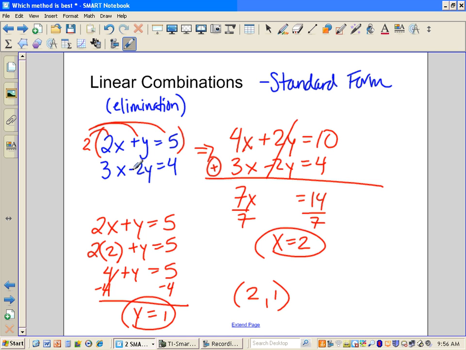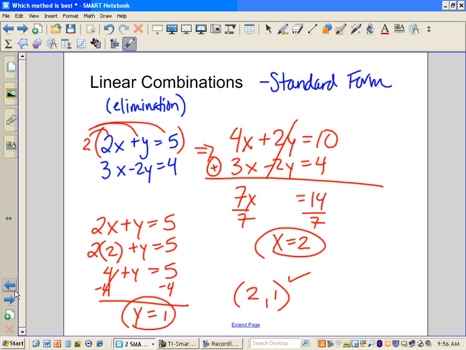I want to just verbally check that. I can go 3 times 2 is 6. 2 times 1 is 2, 6 minus 2 is 4, so that works out perfectly. So that's standard form for linear combinations.